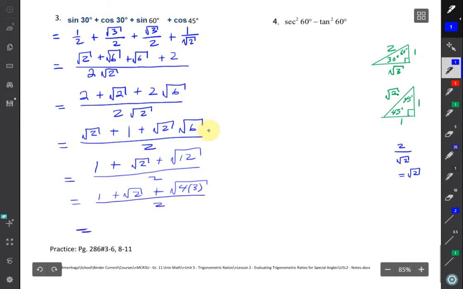Finally, that leaves me with 1 plus the root of 2 plus the square root of 4 is 2 root 3 all over 2. And that's in its simplest form. And get used to the idea that you are going to have answers that look more complicated than what you might expect, and that this is okay.